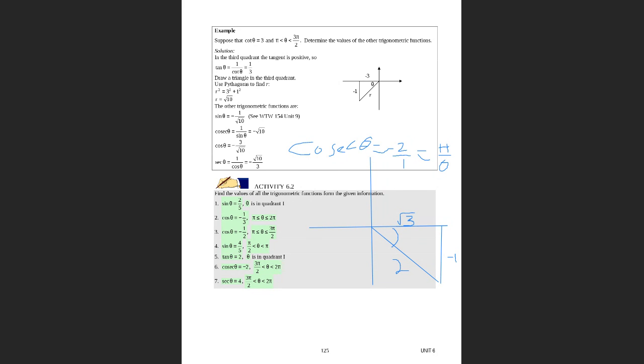Then we can use our trig ratios to find our cos, sine, and all the trig ratios, knowing very well that cos is adjacent over hypotenuse, sine is opposite over hypotenuse, tan is opposite over adjacent, and cot is adjacent over opposite. We can find every ratio.